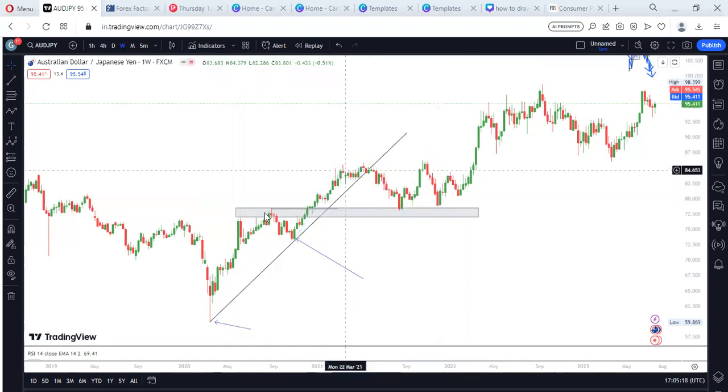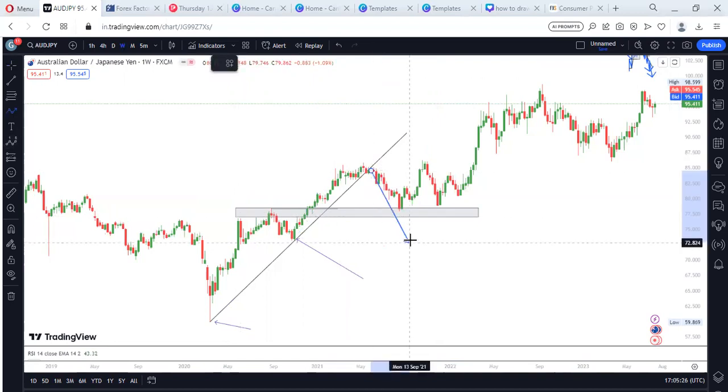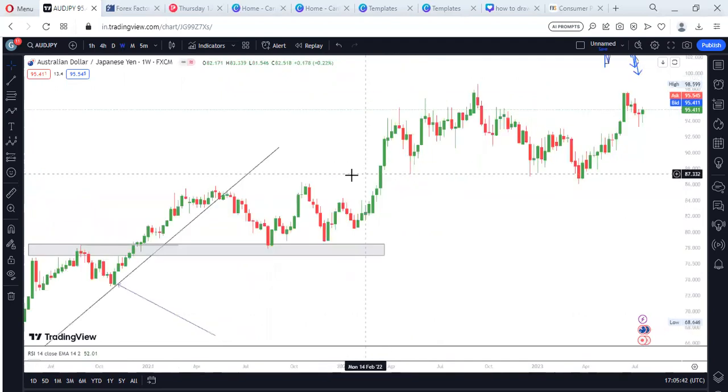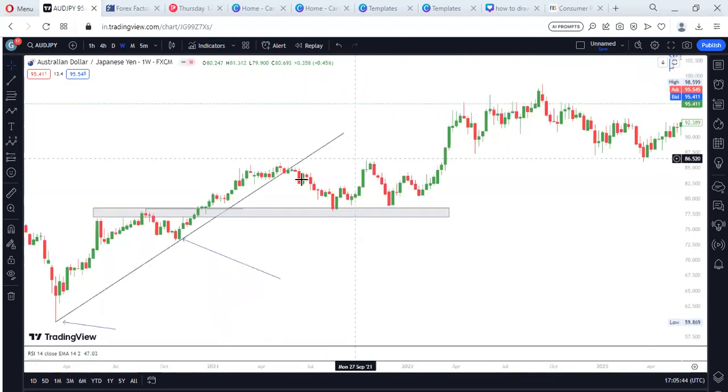So as you can see, as long as this high right here is not broken, if the market had broken this high like this, then I will know that this trend is no longer valid. We are now going for a downtrend. So as long as this high is not broken, that means we are still in an uptrend.